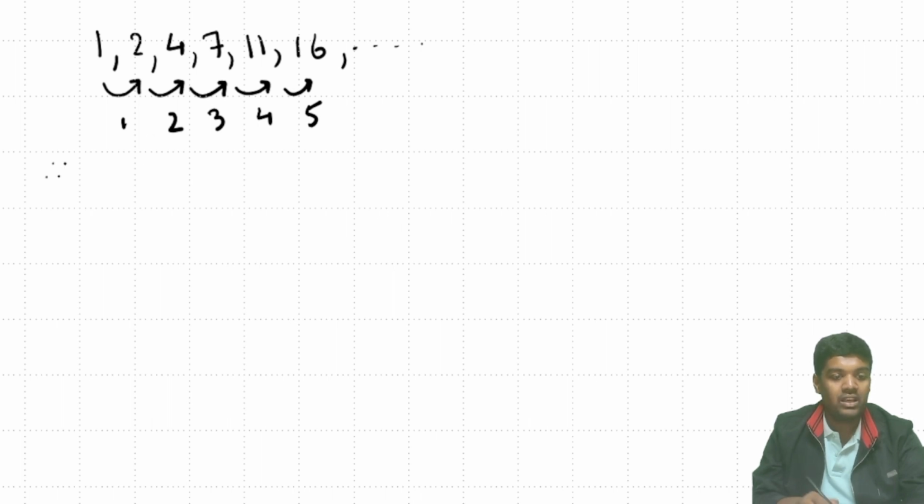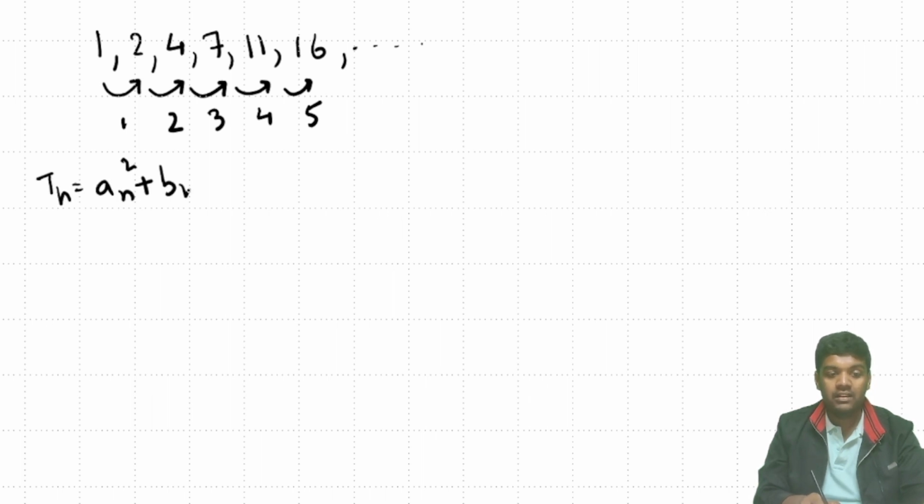Now यहाँ पे क्या होता है, you have to denote Tn as a n square plus bn plus c. Tn is my nth term of this kind of series. So let's put one by one and see what the values of a and b and c are coming. So T1 is 1 equals to a into n square, which is 1 square a plus b plus c, right?